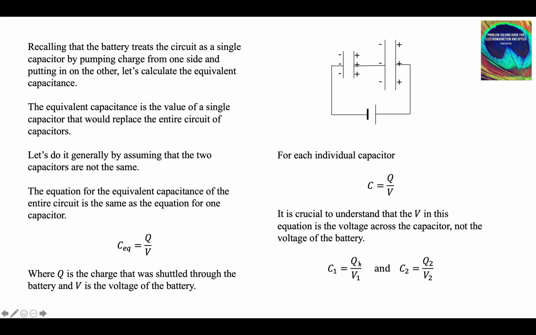So you can think about it this way. The capacitance of capacitor 1 equals the charge on capacitor 1 divided by the voltage across capacitor 1. Same thing with capacitor 2. It's true for every individual capacitance in the circuit. And if you want to use the equation for equivalent capacitance, you have to use the charge through the battery and the voltage of the battery.